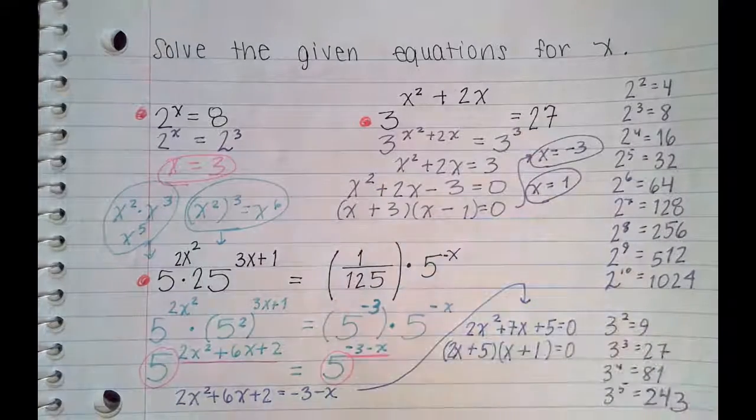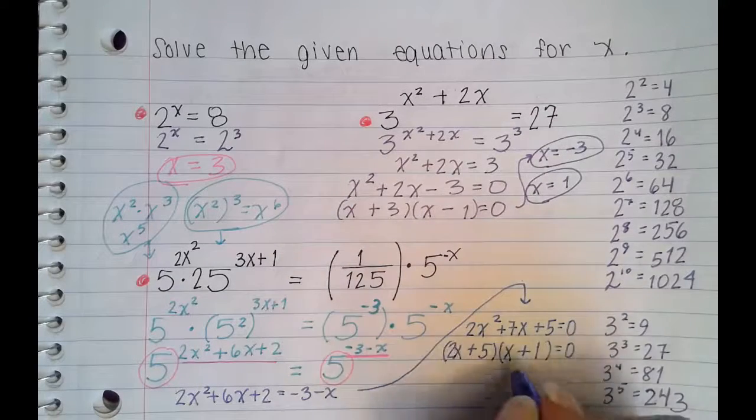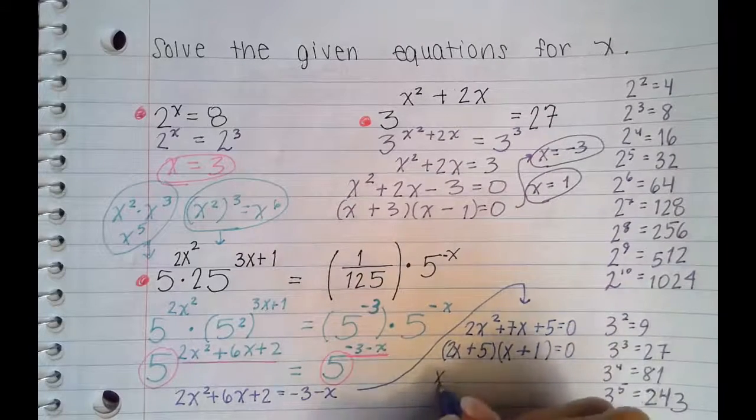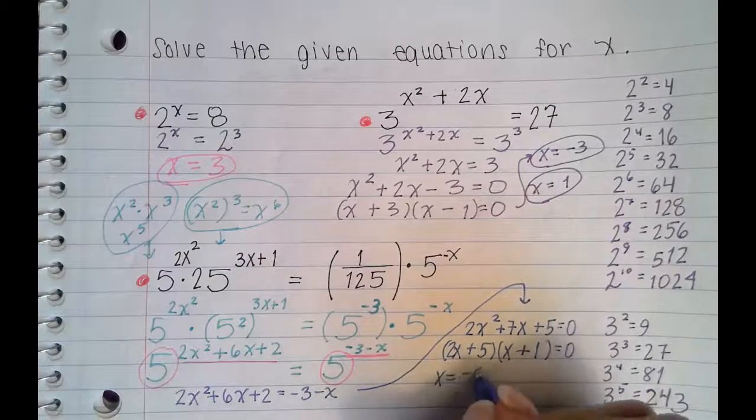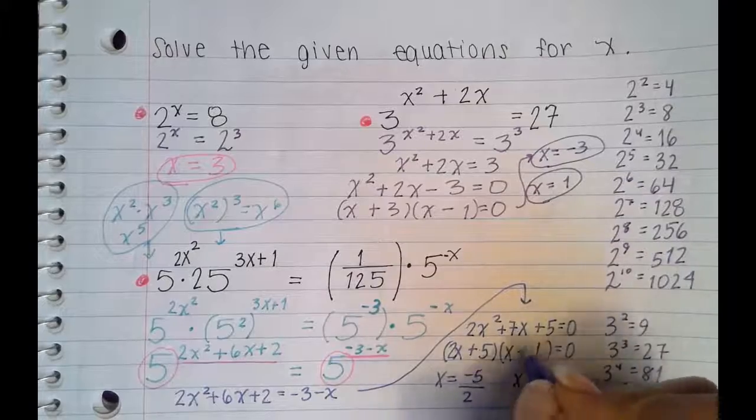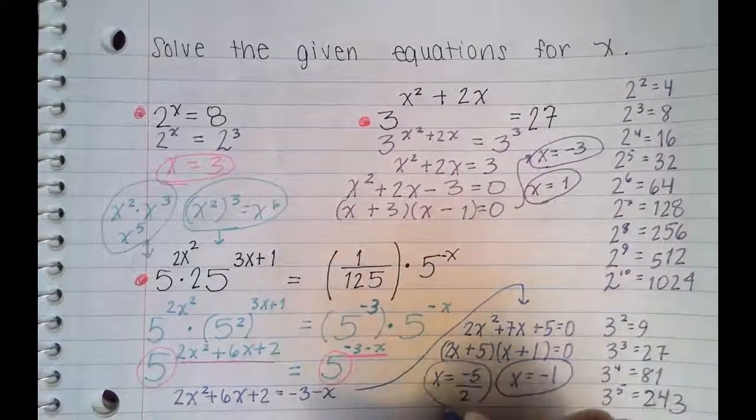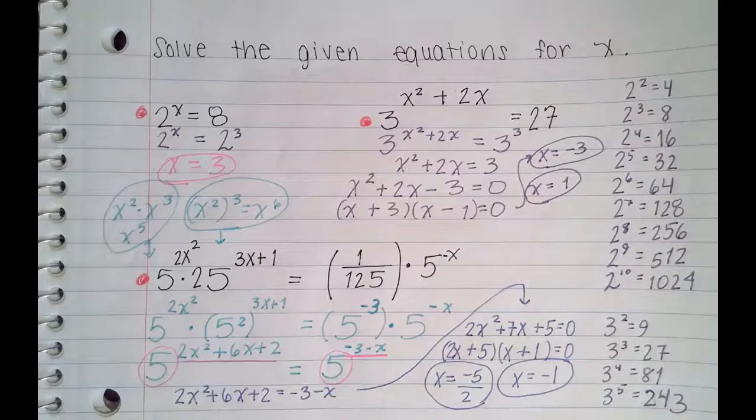Yes. Then you set this is the zero product property. I'm setting this equal to 0 and this equal to 0. What does that get me? x equals negative 5 divided by 2. And x gives me, solves out to be negative 1. So here I have 2 answers for this one as well. Alright, now we have one more example.